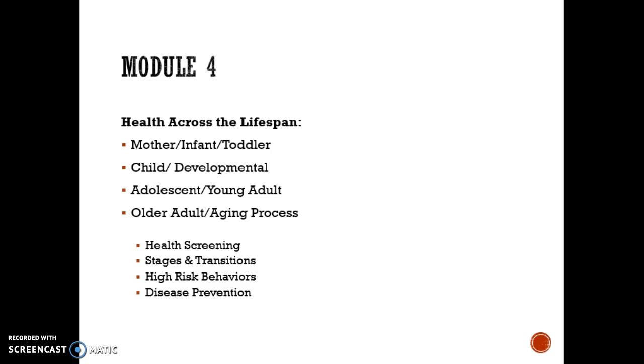How do they transition? How do we know that they are where they need to be? High risk behaviors or high risk things to be cautioned with. Obviously it's going to be different for a toddler than an older adult. And then how can we prevent disease across the lifespan? So lots of things to consider there.